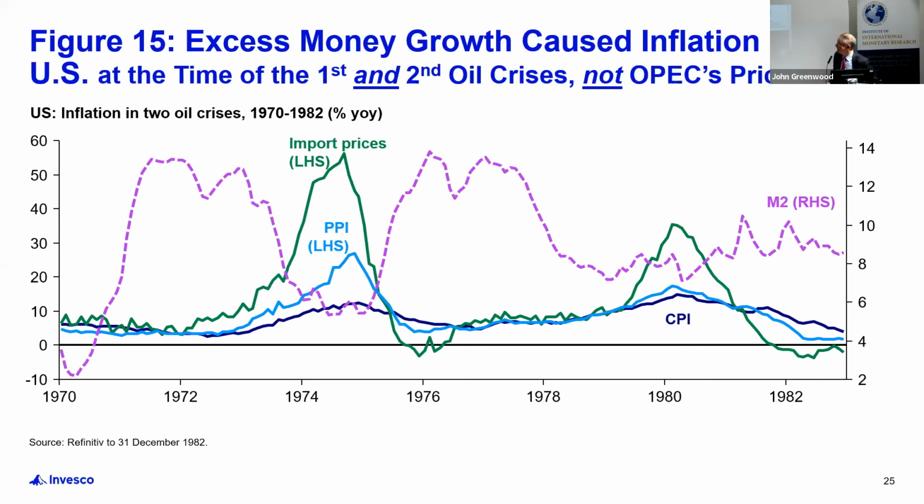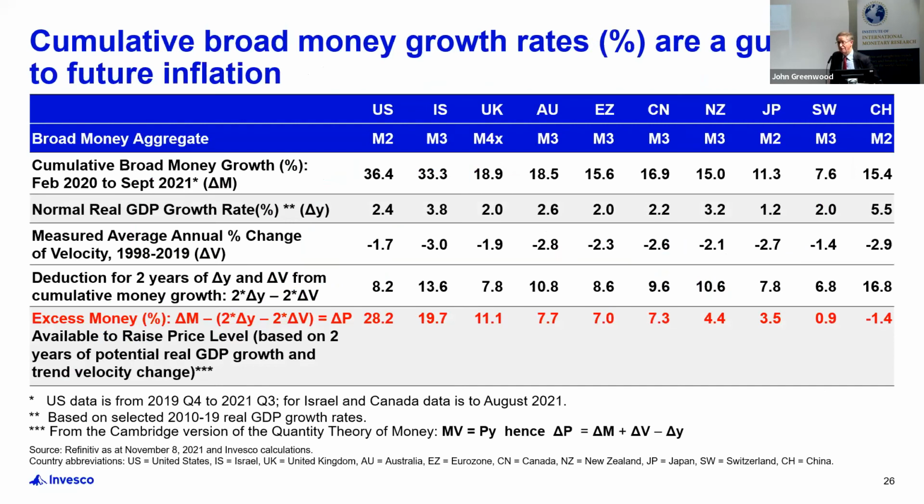So now then, we were asked to talk about inflation in a whole range of countries. So this is the key table. Across the top, we've chosen a number of countries: the US, Israel, UK, Australia, Eurozone, Canada, New Zealand, Japan, Switzerland, and China. And we've chosen the appropriate broad money aggregate to follow. We've used standard numbers that are available to all of you.